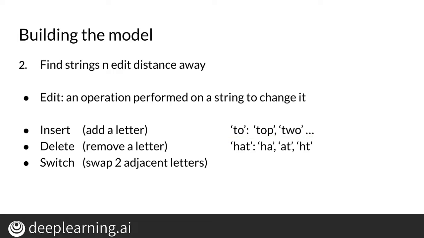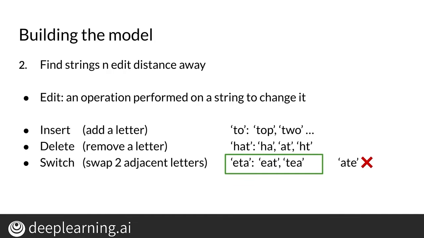A switch edit swaps two adjacent letters. For example, the string "eta". Switch T and A and you get "eat". Or switch E and T and get "tea". Notice that you are switching 2 letters that are next to each other. So this does not include switching 2 letters that are not next to each other, such as switching the E and the A to make "ate".